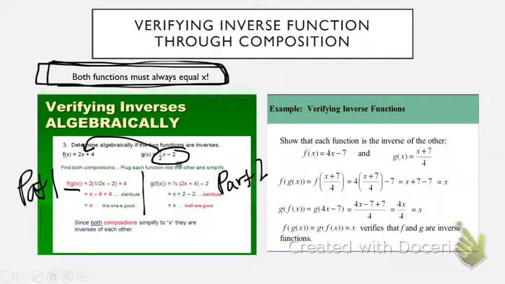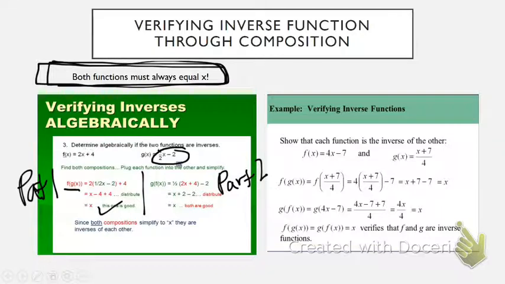Distribute the 2. Don't be afraid of the fractions. Do not be afraid of fractions. You have a calculator. Use your calculator. Don't give up and say it's too hard because it's a fraction. No, use your calculator. Okay? When we distribute, 2 times 1/2 is a 1x. And then 2 times 2 is negative 4. So x minus 4 plus 4, combine like terms, x. So this one checks out. Now, part 1 works. Let's check to see if part 2 works.